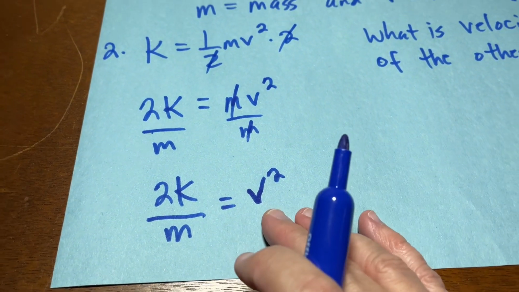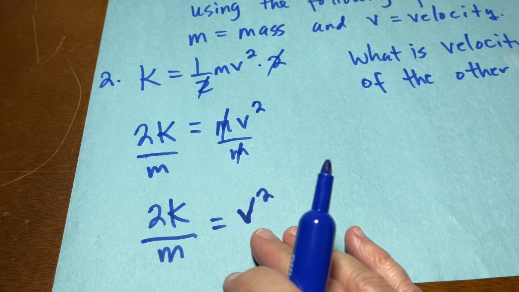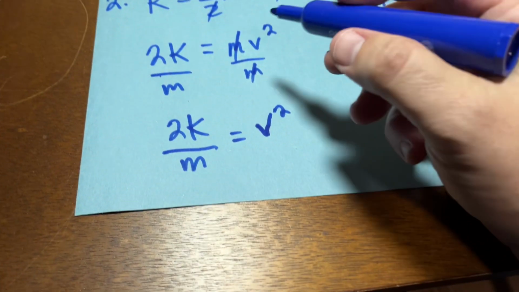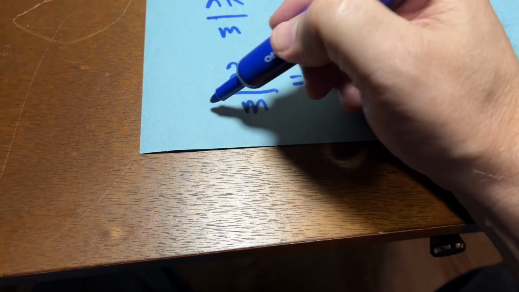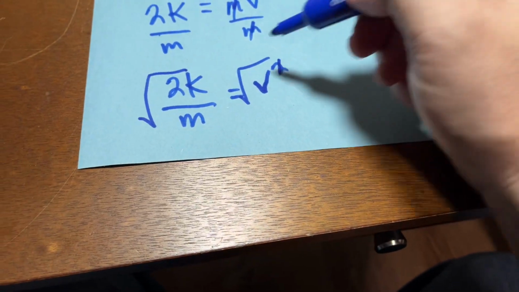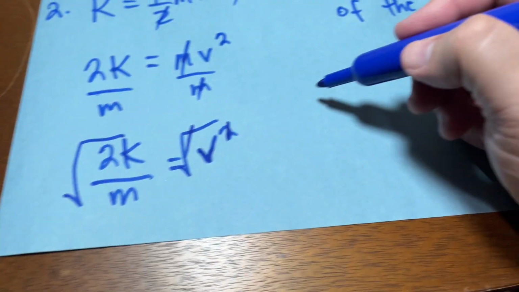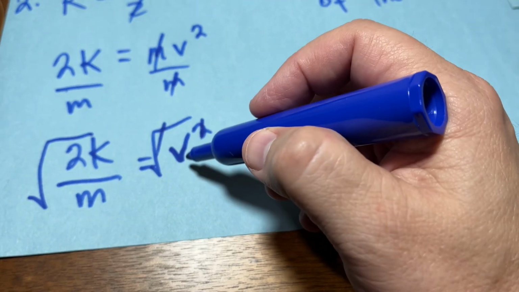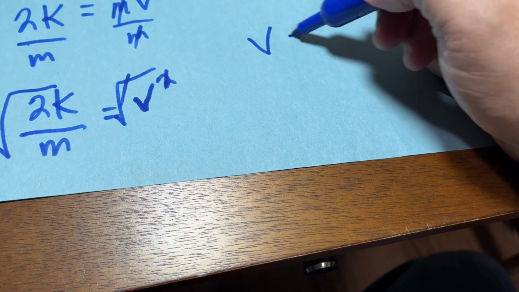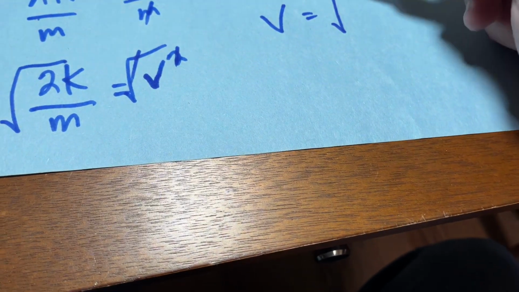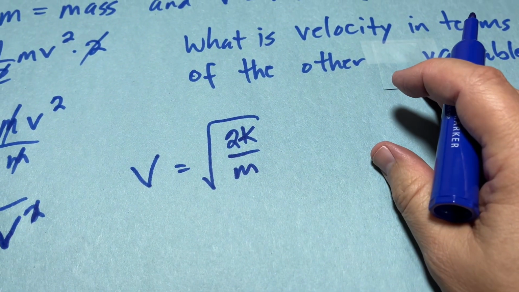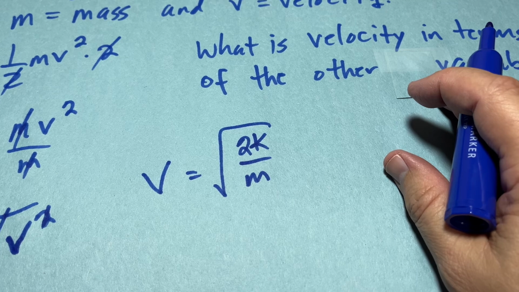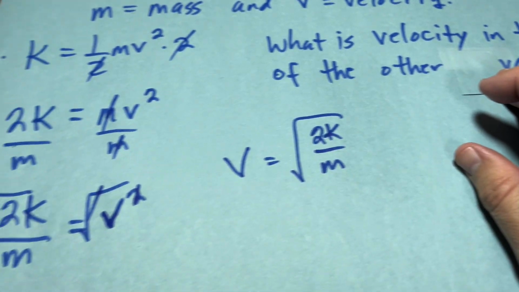The next thing is I don't want velocity squared, I want velocity. So I'm going to take the square root of both sides. Taking the square root of something squared means those two things cancel, and I end up with v, because this gets v by itself, equals the square root of 2K over m. So this is my final answer: v equals the square root of 2K over m.